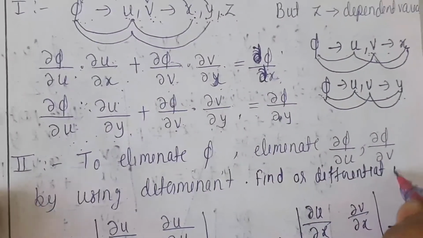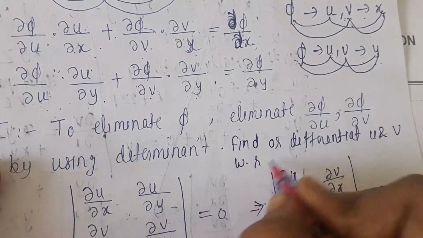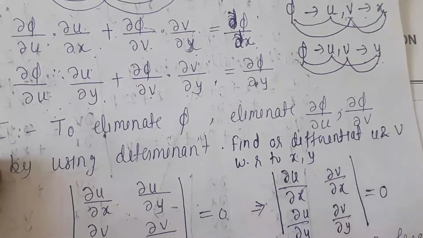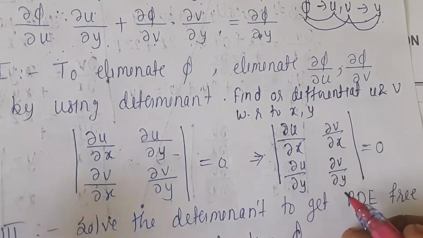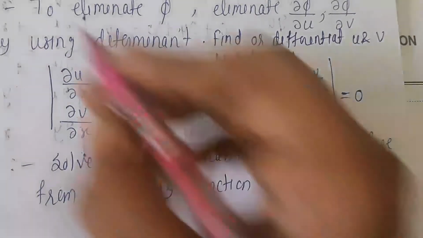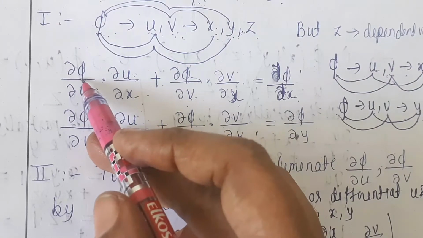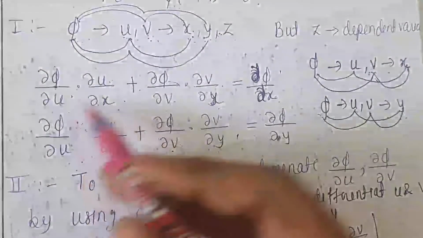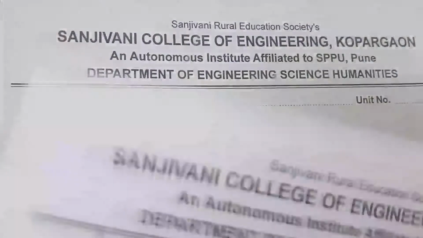For this, differentiate u and v with respect to x and y, to get the terms del u by del x, del u by del y, del v by del x and del v by del y. After solving this determinant, we will get a partial differential equation which is free from the arbitrary function phi, because we use the determinant method to eliminate del phi by del u and del phi by del v. So we will see the first example on this.